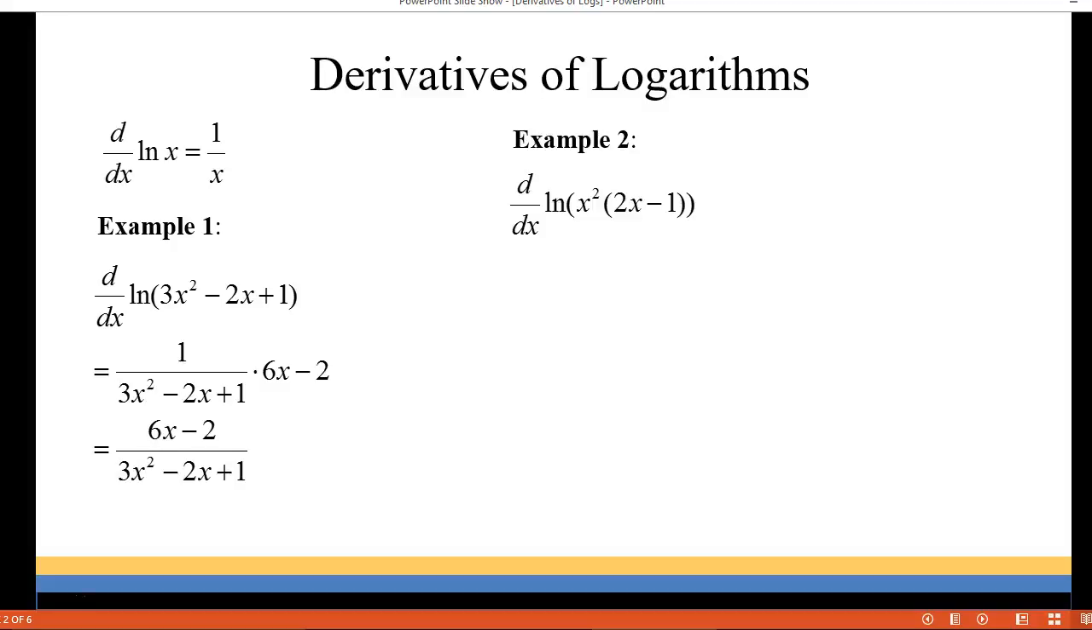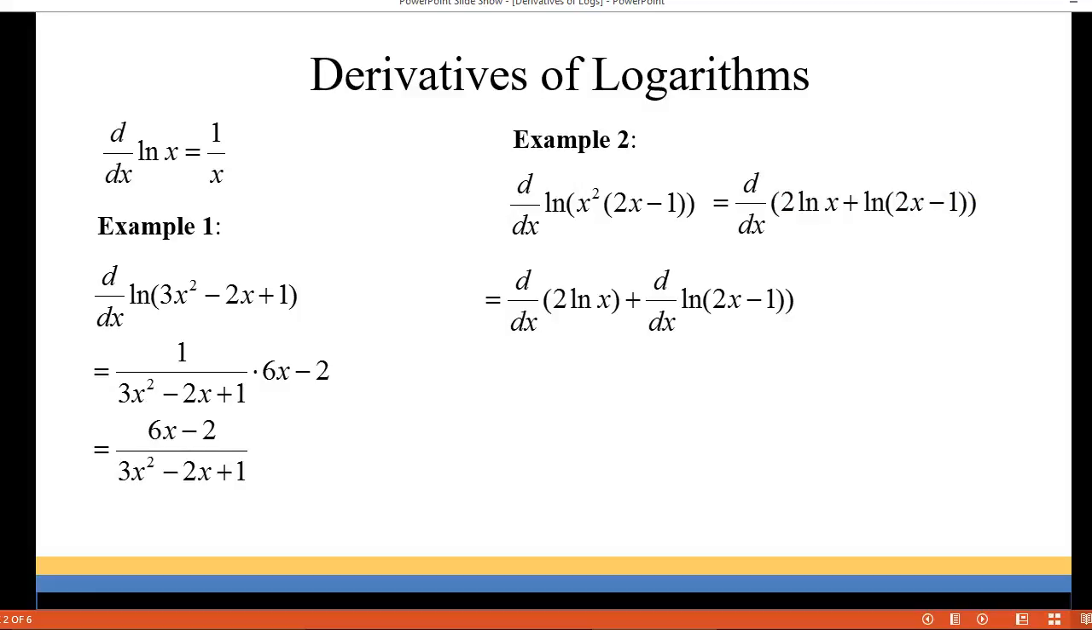For our second example, we have the natural log of x squared times 2x minus 1. In order to take the derivative, we're going to expand our log. So when you have a product, you're going to rewrite it as the sum of two separate logs. I also used the power property on the first product by bringing the 2 in front. So we have 2 log x plus the log of 2x minus 1.